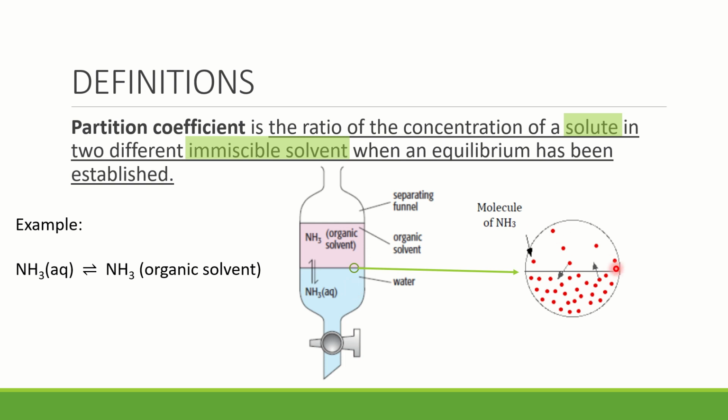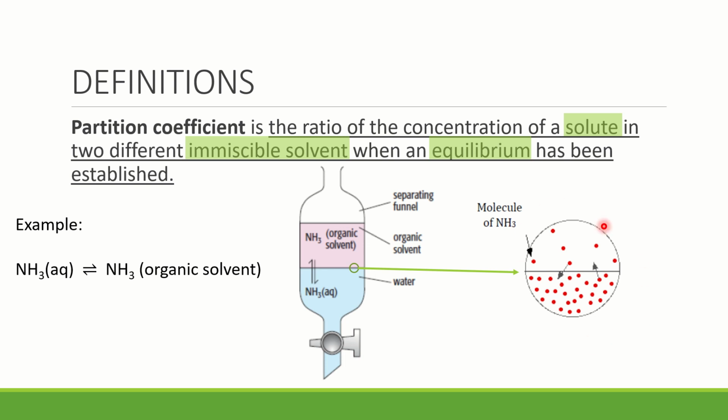If you look at the diagram in the circle, some of the ammonia solute molecules go to the organic solvent, and some go to the water, and it keeps on going. That is what we call equilibrium has been established. Even though molecules go from water to organic and from organic to water, they still have the same concentration because the equilibrium has already been established.